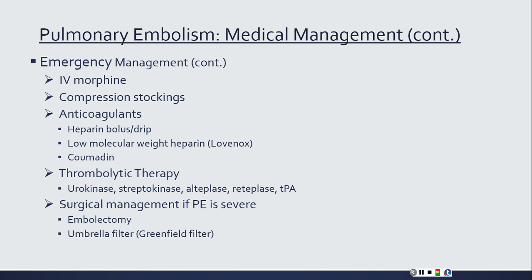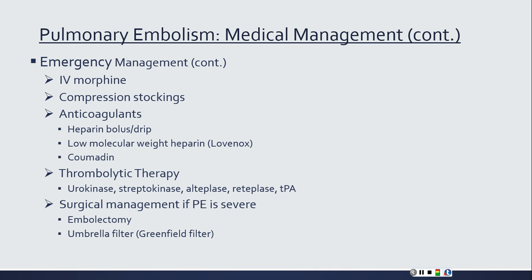All right, again, the compression stockings, which I don't know why we got that twice, but compression stockings, anticoagulants, we've talked about. The heparin bolus drip, so it may be an actual IV infusion. Then we've got the low molecular weight heparin, and then the Lovenox. They've also got Coumadin, the blood thinners that they'll give. Now, the thrombolytic therapy. This is the TPA, urokinase, streptokinase, alteplase, reteplase. These things actually go in and bust up the clots. Okay, these are not blood thinners; these are clot busters.